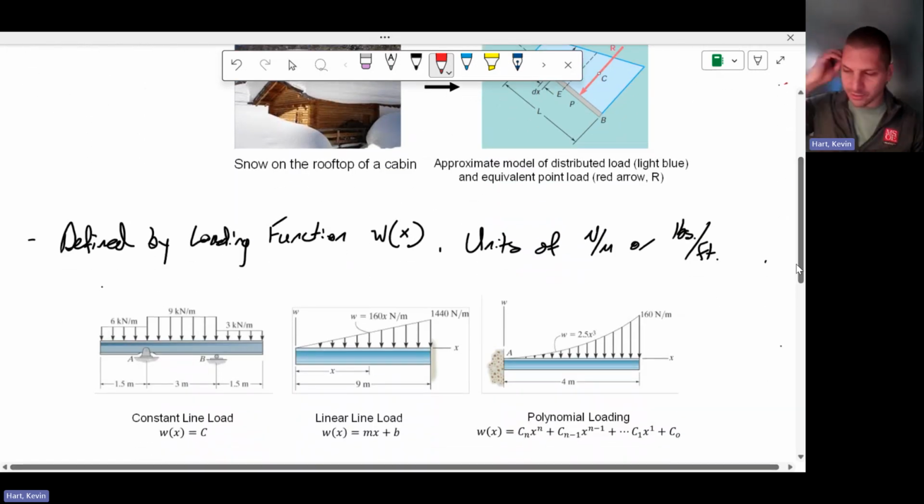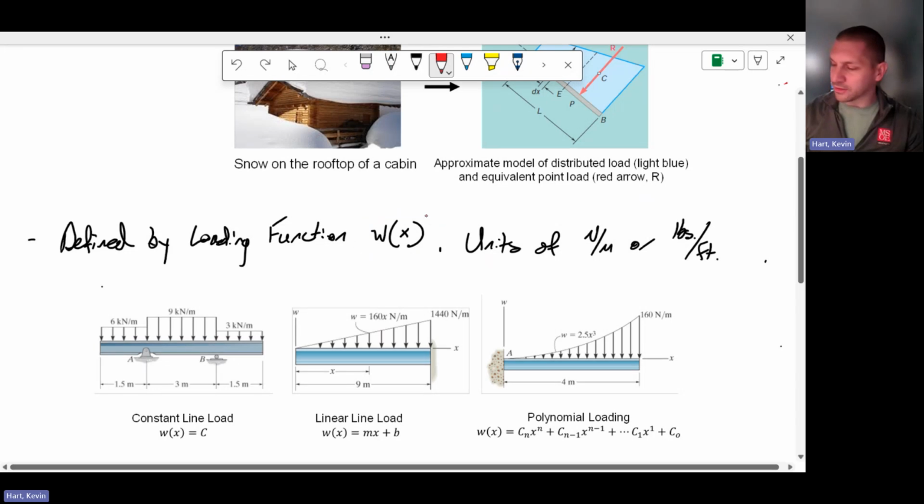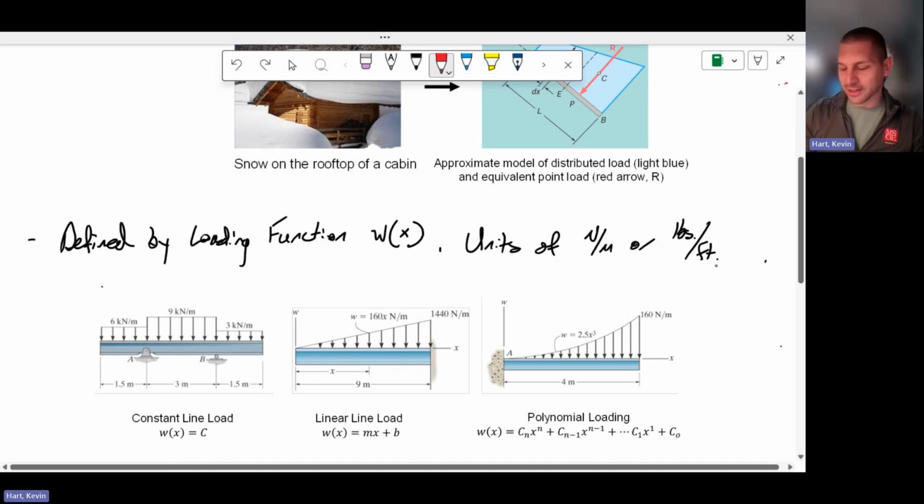These distributed loads are defined by loading functions, which we give the variable w as a function of x. So w is the function variable. Units of distributed loads are typically given in newtons per meter, which you can see here, or pounds per foot if you're in English units. Those are typical. There are other units that you might see, right? Kilonewtons per millimeter or some variation of this would be common. And we saw a couple of different examples of these line loads to start.